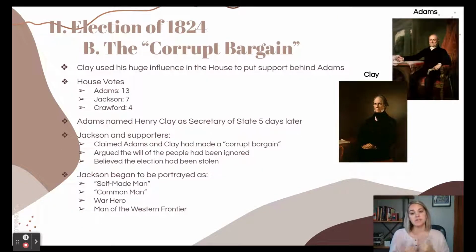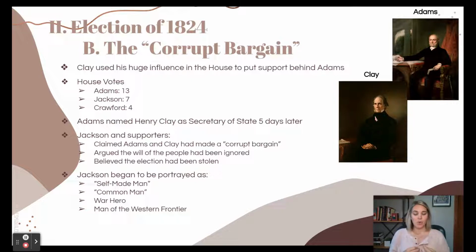And so Clay throws his support behind Adams. He really feared what Jackson would do to the country if he was elected. When the House voted, Adams obtained 13 votes, Jackson 7, and Crawford 4. And then 5 days later, Adams named Henry Clay as Secretary of State.